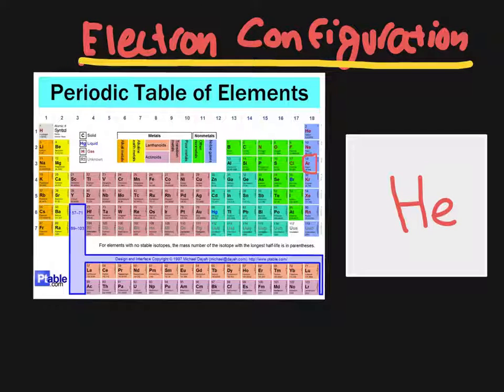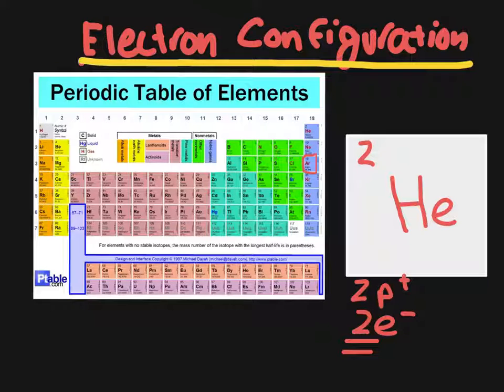I really think this is the best way to teach this topic. So it has an atomic number of 2. Atomic number of 2 means it has 2 protons. It also means it has 2 electrons. So we start out the same way as last time. Our goal is to get to 2 electrons.